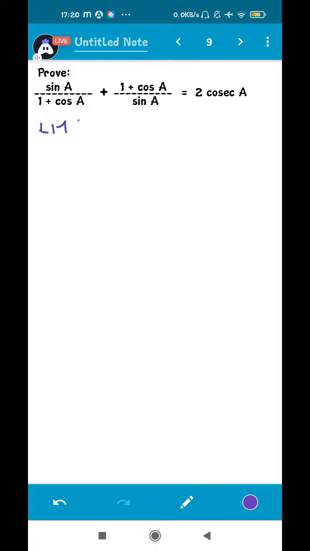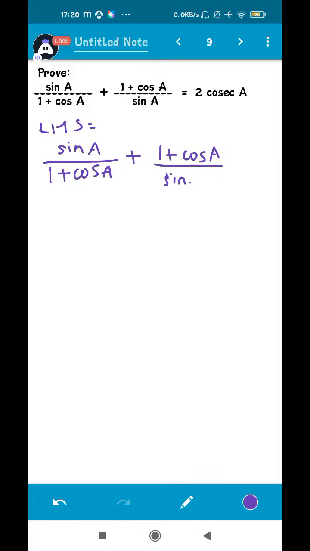So your LHS is sin A/(1 + cos A) + (1 + cos A)/sin A. So you have to simply do the LCM out here because there's no other option. We cannot make any conversions also.